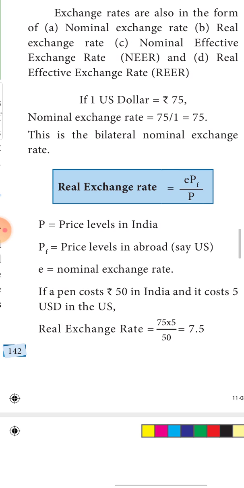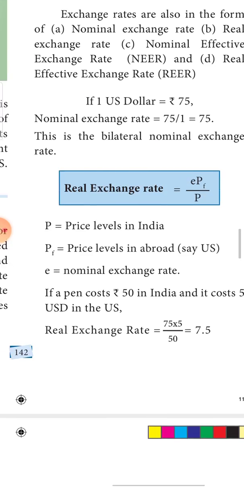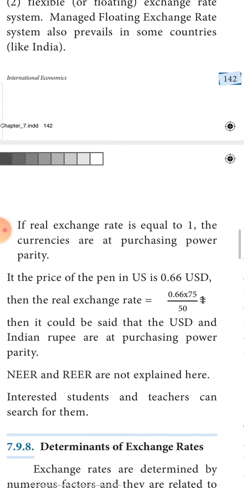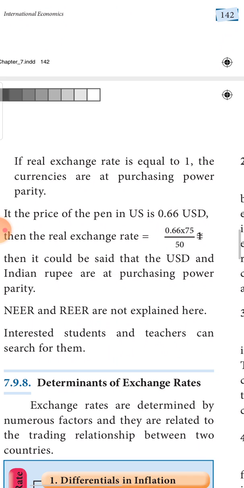Suppose you get a value equal to 1, it means that purchasing power parity exists between two countries. That is, PPP, purchasing power parity, is there between the two countries. Suppose it is more than 1, it means that we are lacking in purchasing power parity; they are much ahead. Suppose it is less than 1, it means that our purchasing power parity is better than the other countries. This is how we need to assume. Now look here, underline this. If the real exchange rate is equal to 1, the currencies are at purchasing power parity.